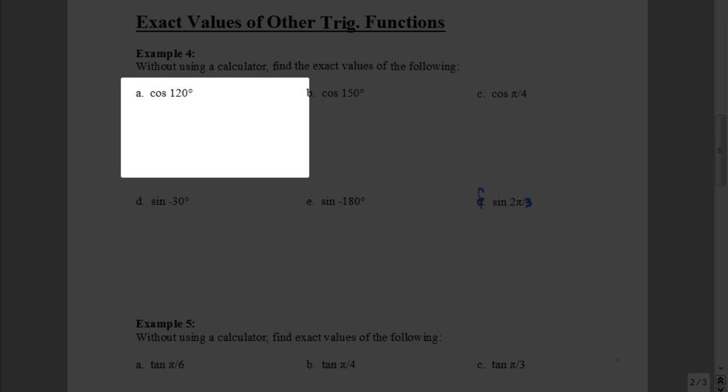So for this first one, for cosine of 120 degrees, we're going to use the supplements theorem. If you recall from the supplements theorem, we can look at this as being the cosine of 180 minus 60, because 180 minus 60 would give me 120 degrees. The supplements theorem tells us that the cosine of 180 minus theta equals the opposite, the cosine of theta. So in other words, this would be the opposite of the cosine of 60 degrees. Recall that the cosine of 60 degrees is 1/2, so the cosine of 120 degrees is negative 1/2.